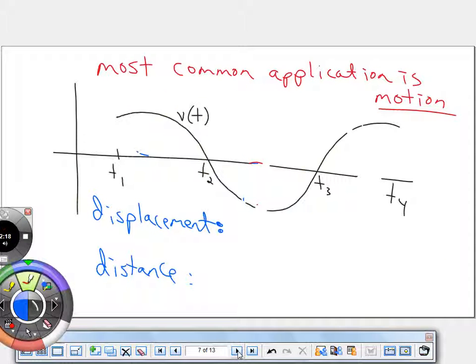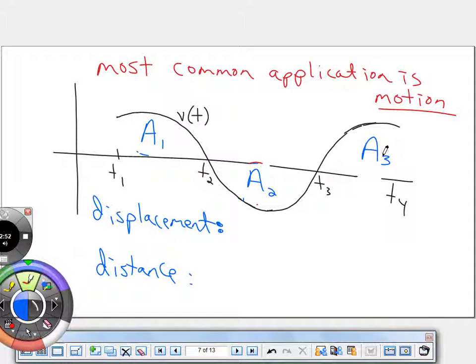Okay. Most common application to this, that we'll see, especially on the AP test, is motion. Derivatives, antiderivatives, integrals. It's really about motion. So let's say we have a function that's the velocity curve, and we have these different times, t1, and they give us how much area is in each of these spots. So this is area 1, area 2, and these are given as positive numbers. They're just given to us as positive amounts.